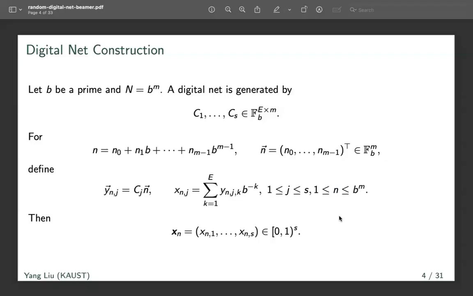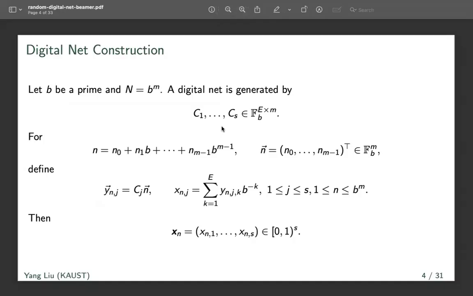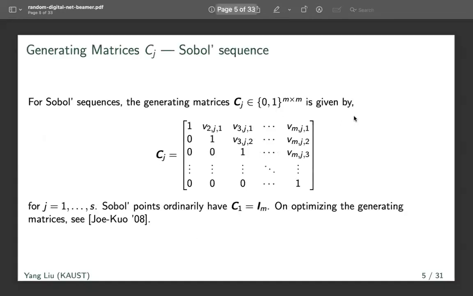So this is about the construction. We see that the construction will highly depend on the choice of these generating matrices. For example, in the Sobol sequence, the generating matrices will look like this. The Sobol sequence is a base 2 digital net.